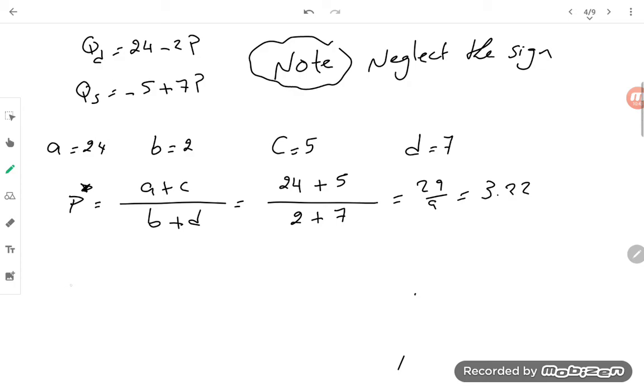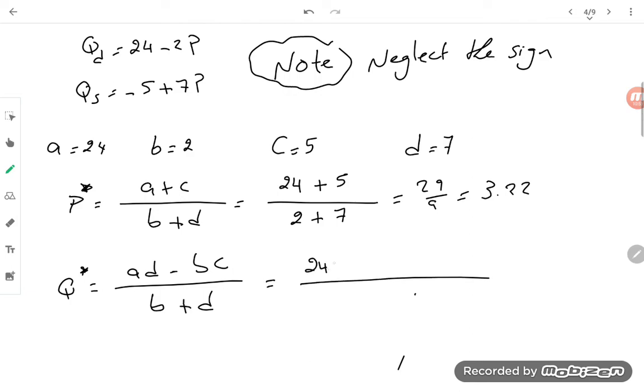And now we are going to find Q using the same way. It's AD minus BC divided by B plus D. It will be 24 multiplied by 7 minus 2 multiplied by 5 divided by 2 plus 7. It's almost 17.56. So the equilibrium price will be 3.22 and the equilibrium quantity will be 17.56.